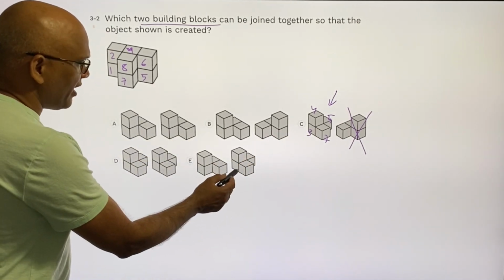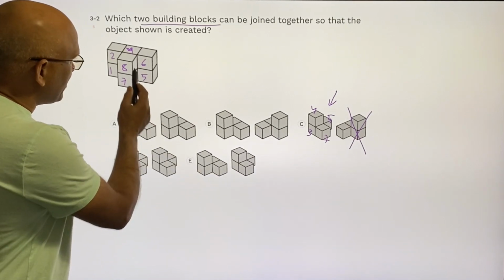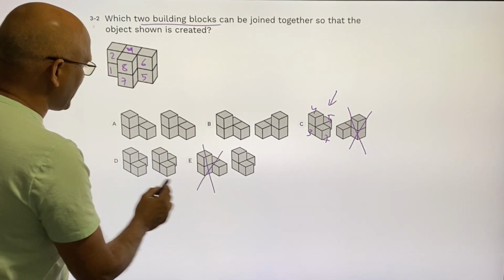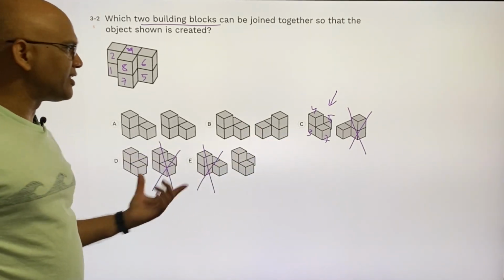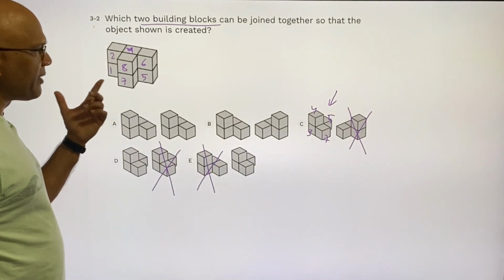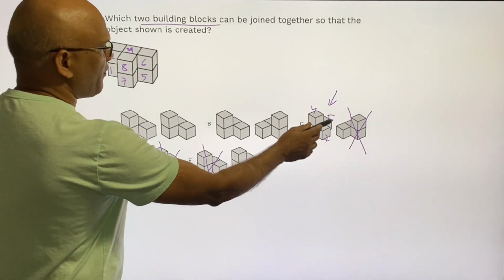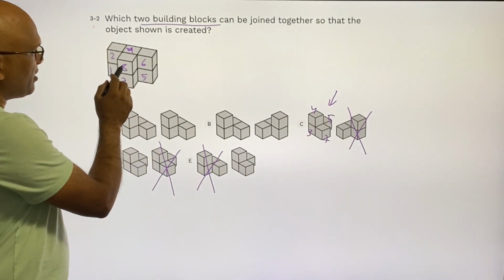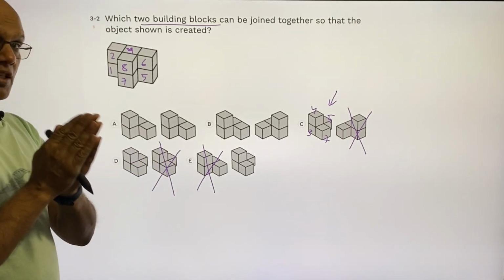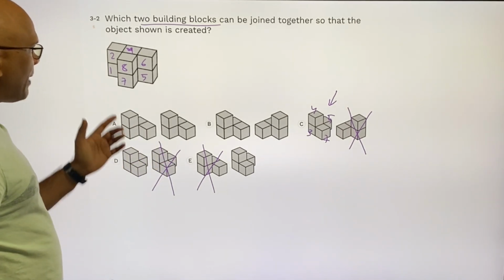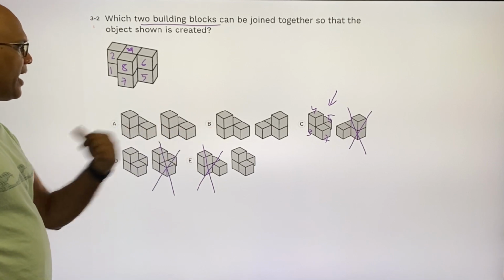Now, this is the same structure here. So if I take this out, there is no way I can get this structure. Again, if I take this, there is no way I can get this structure. So we can eliminate these 3 because, as you can see from here, if I take 3, 4, 5, and 7, 2 of the blocks don't even connect on a face, right? They just touch on the edge. Okay, so I'm left with these 2 choices, A or B.